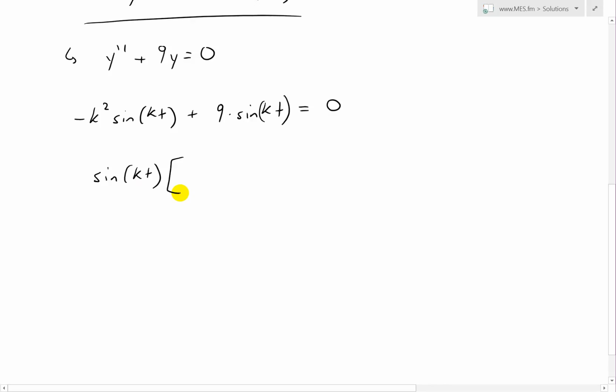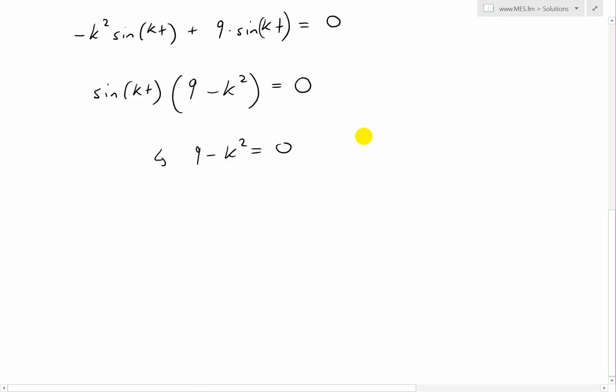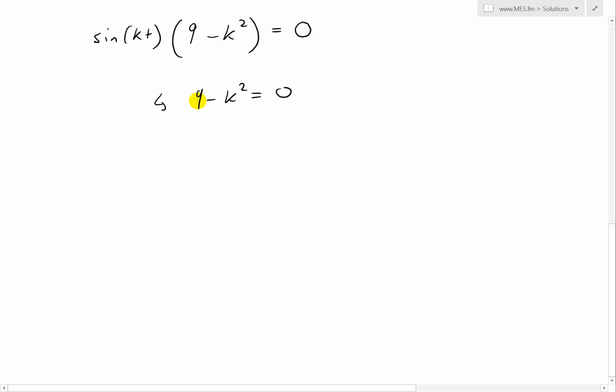When we factor that out and move this around, we'll have negative k squared plus 9, or 9 minus k squared, equals 0. So I factored that out. This is equal to 0 whenever this is equal to 0, or whenever this is equal to 0. If this part equals 0, we get our values for k. So to make it 0, we have to have 9 minus k squared equals 0.